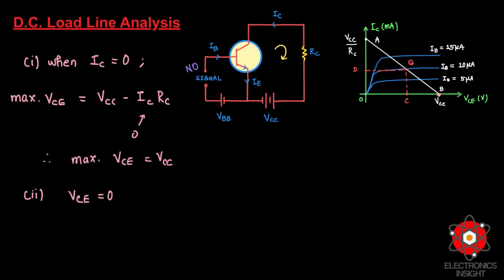Now for the second point, we set VCE equal to 0. So VCE is 0 at this point. When VCE is 0, what is the collector current? That is what we need to estimate. The collector current will be maximum actually. So let us find out how it is going to be maximum.